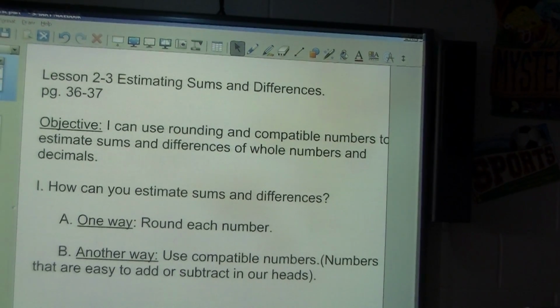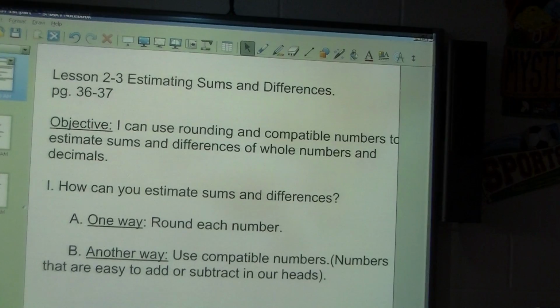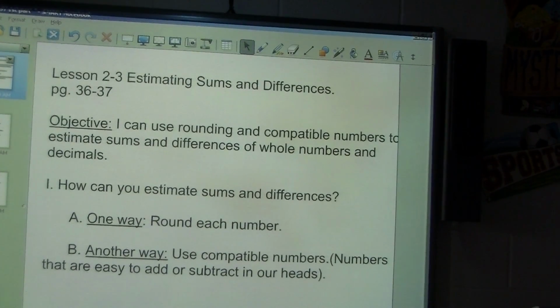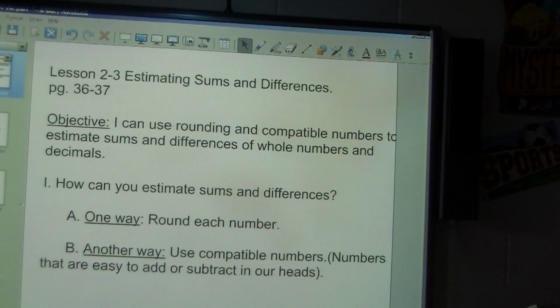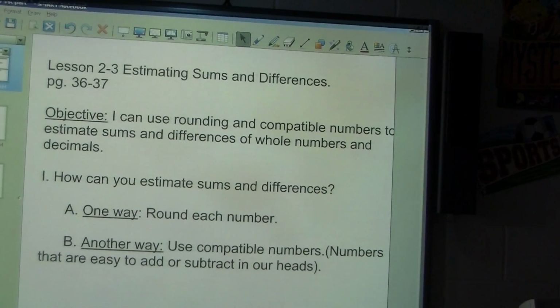You need to estimate about how much money you need to bring with. And we'll get into whether we would need to estimate, would we round up for that or round down? Yeah, you would want to round up so you have enough money. So keep that in mind when we're working with estimating.